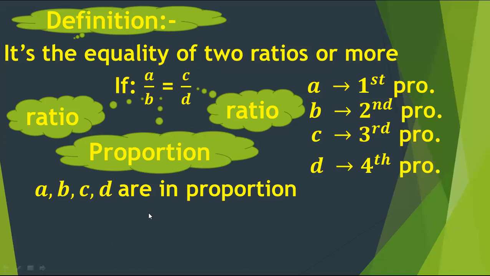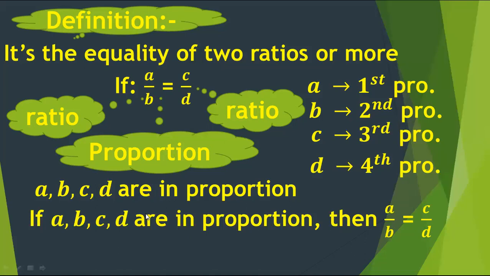And we can say that A, B, C, and D are in proportion. The four quantities A, B, C, and D are in proportion, and vice versa. If I say that A, B, C, and D are in proportion, that means A over B equals C over D. If I say that A over B equals C over D, that means A, B, C, D are in proportion. Okay, don't forget that. Vice versa.